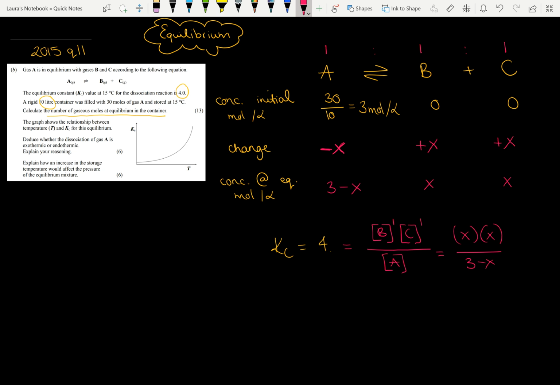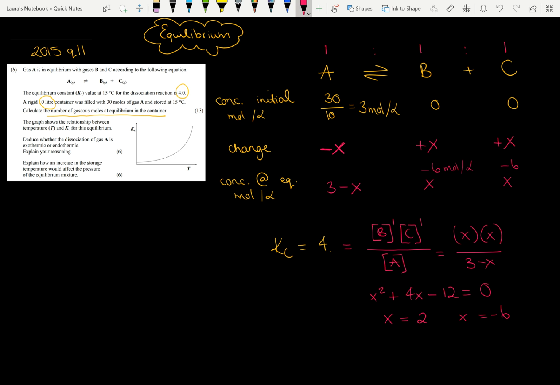Once you rejig this around, you're going to end up with an equation in X. So we've got X squared plus 4X minus 12 equals 0. When you solve that, you end up with X is equal to 2 and X is equal to minus 6. Now, how do we figure out which of these numbers we're going to take? Well, if we have a look at X is equal to minus 6, if we were to put that back into our table, that would mean that the concentration at equilibrium of B and C is minus 6 moles per litre. Now that can't happen.